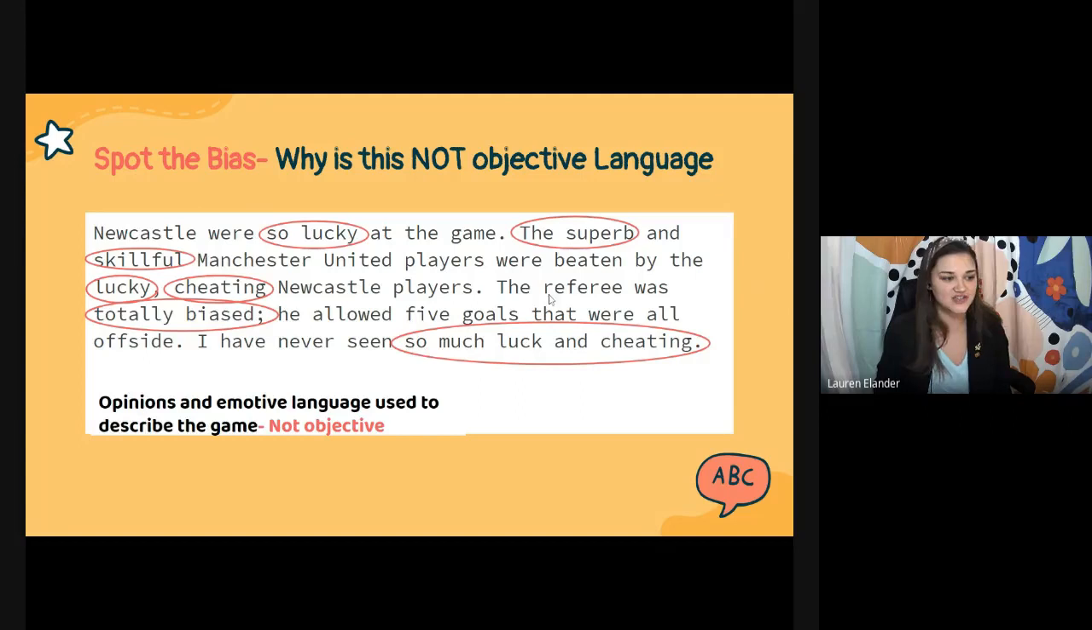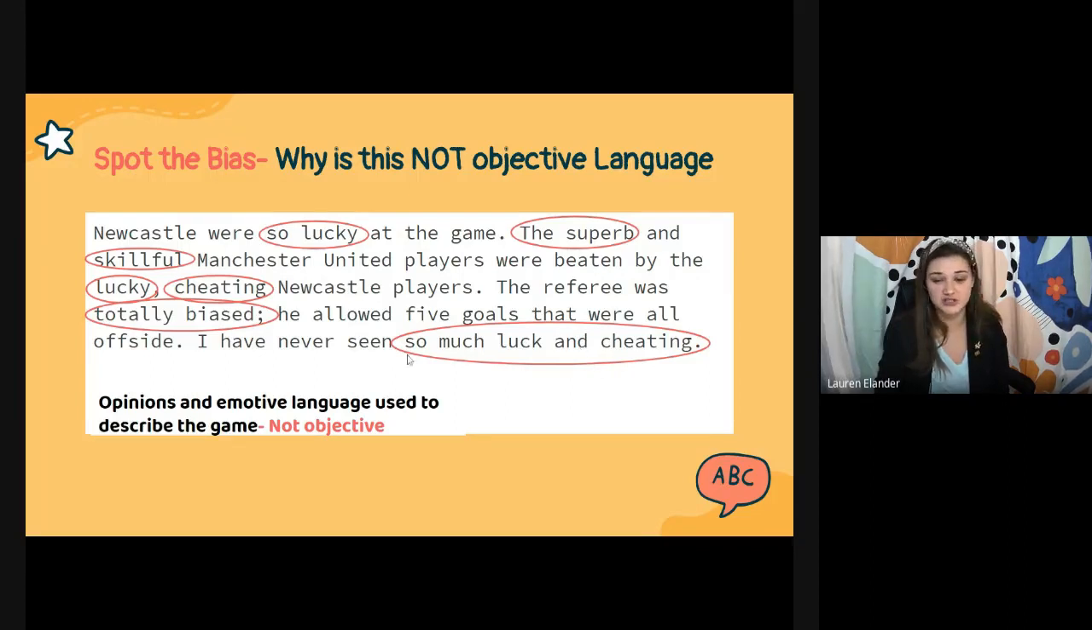So everything in here that is circled is subjective. So let's look. Lucky at the game. Superb and skillful to describe the Manchester players who were beaten by the lucky and cheating. So we put up this dichotomy between the skillful and the non-skilled, when that's not an objective statement. We're not talking about points scored or athleticism. We're talking about opinions there. The referee was totally biased, and it was based off luck and cheating. None of these things are objective.